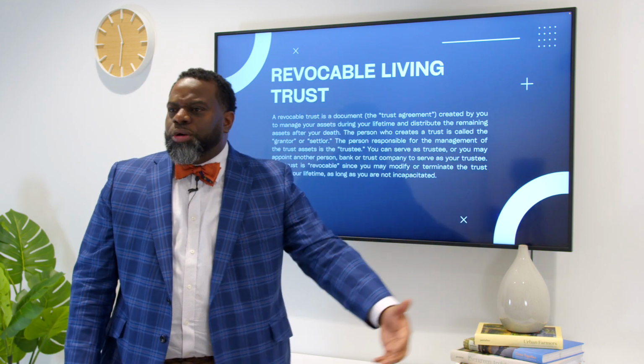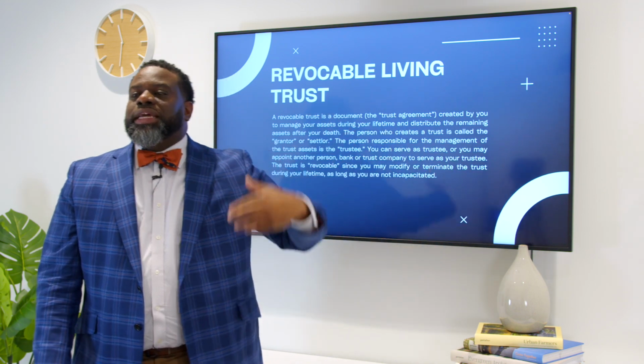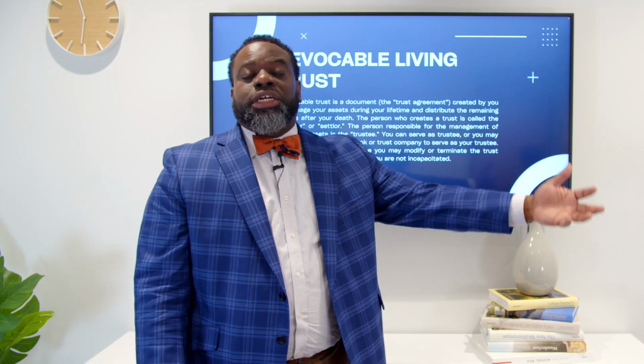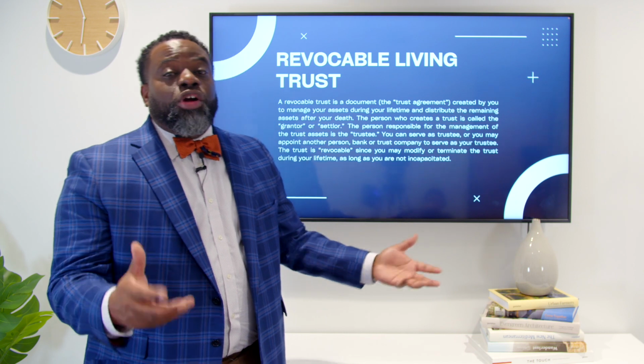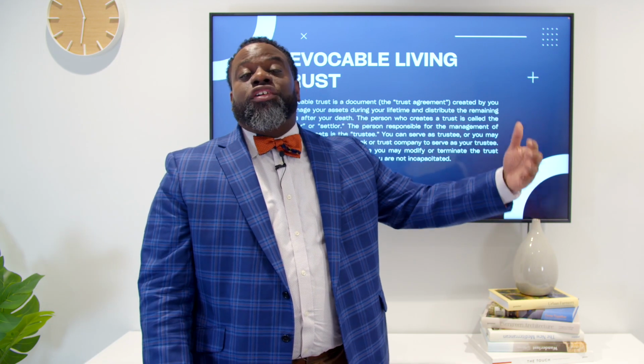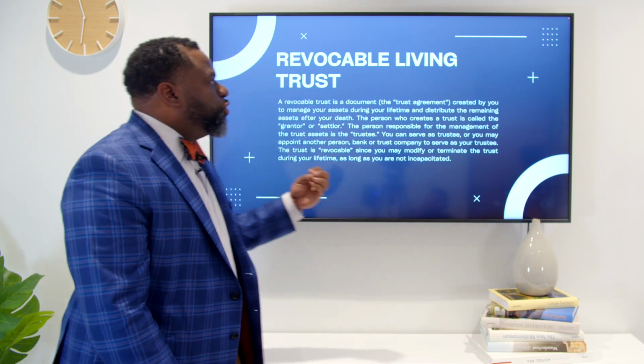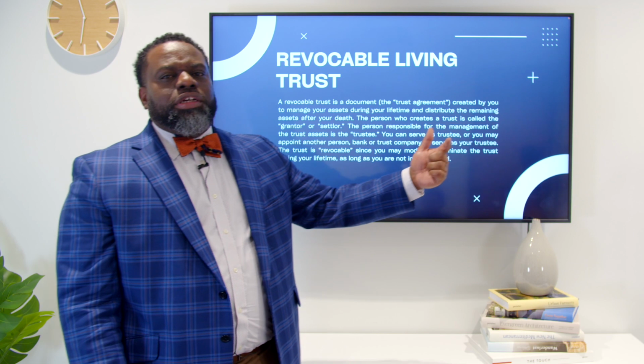And as they grow, as they mature, as they get wise in age, you can distribute the money to them at that particular time. And also while they're growing, you can use that money for their health, for their education, and for their maintenance. So the major way to avoid probate is through the revocable living trust.